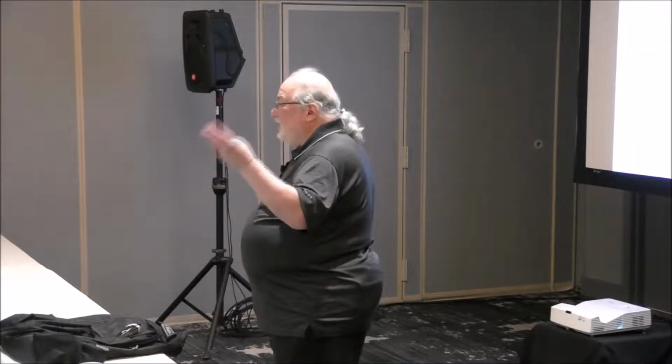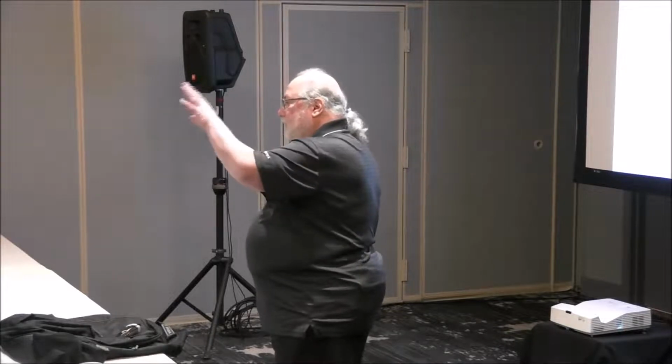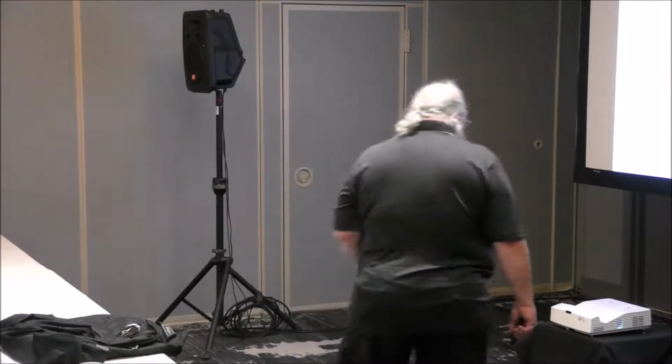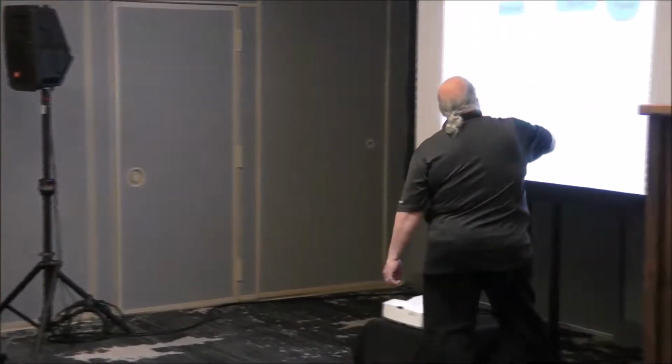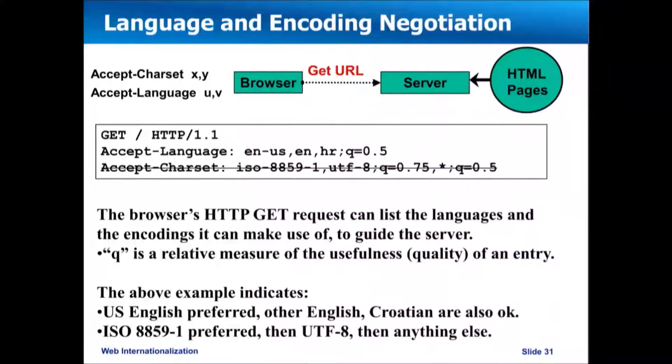But you can go in, you can say, not only do I want English, I want Hindi, I want Japanese, I want Arabic, and you can say, I prefer this one over this one over this one over this one. That gets converted into a statement like this. It says Accept-Language, and it's converted them to language identifiers or language tags. This is English as spoken in the US, or just any English. Croatian is HR. And this q, this quality factor, is just a value 0 to 1, and it says, I prefer this much relative to the others. It has no absolute meaning.